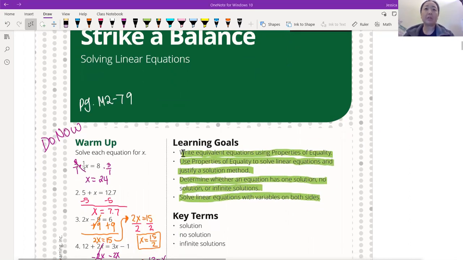And so our learning targets for today: we will write equivalent equations using properties of equality. Use properties of equality to solve linear equations and justify a solution method, and a little bit about one solution, no solution, or infinitely many solutions. And again, solve linear equations with variables on both sides.